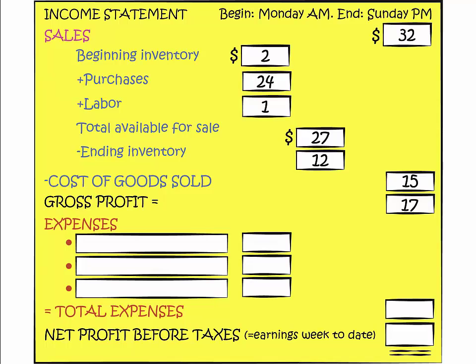We sold our $2 in lemonade that we made last week, as well as our entire fresh batch of lemonade, which cost us $12 in ingredients and $1 in labor to make. Therefore, our cost of goods sold was $2 plus $12 plus $1, which equals $15. This brings our gross profit to $32 in sales minus $15 in cost of goods sold, which equals $17.